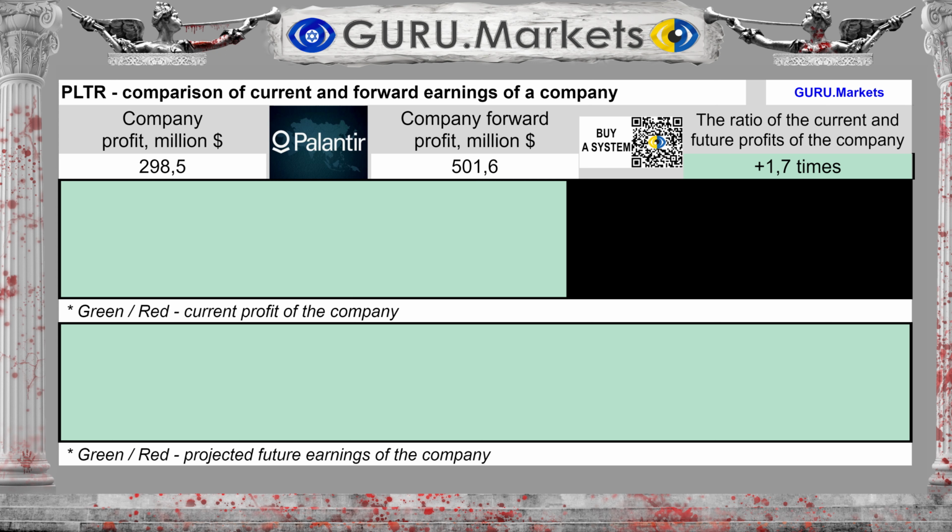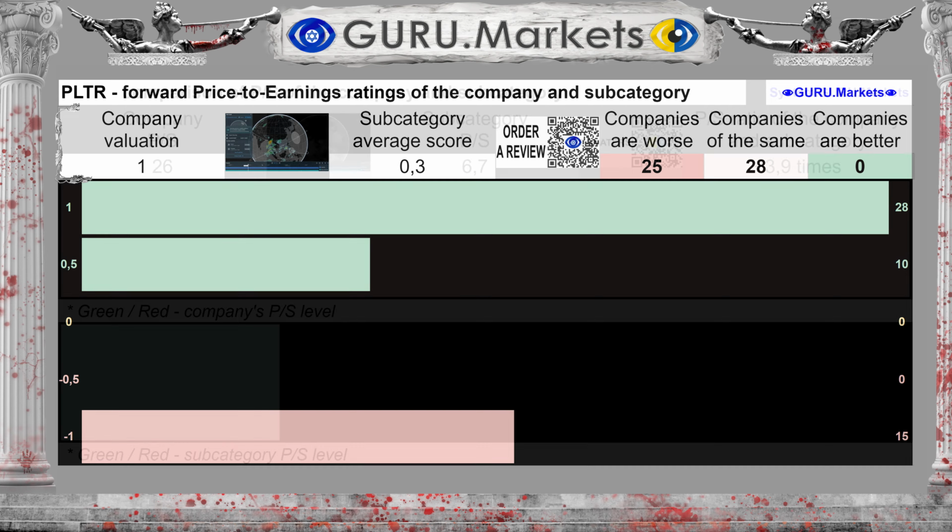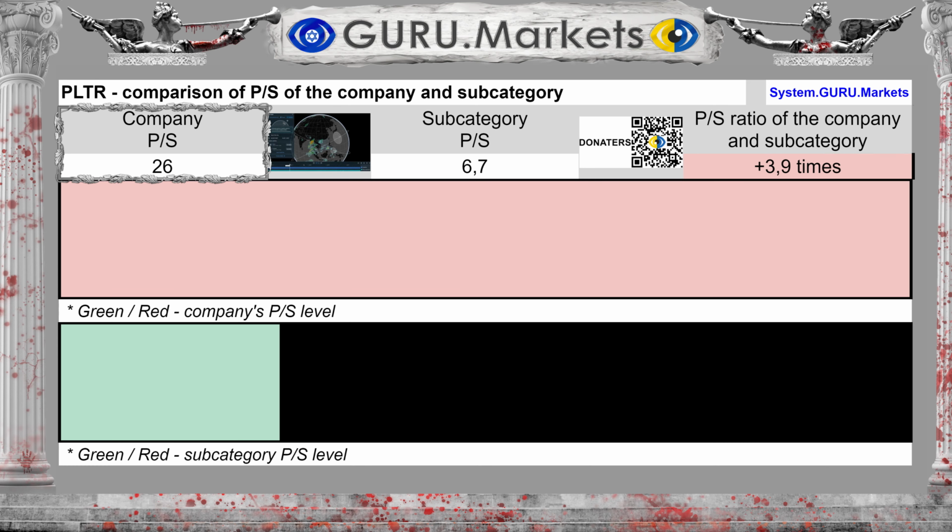Profit for the last 12 months was $299 million. Projected earnings for the coming 12 months are expected to be $502 million, which is 68% more than at the current moment. Assessment of expected future profit indicators in comparison with companies in the subcategory: good, 1 point.